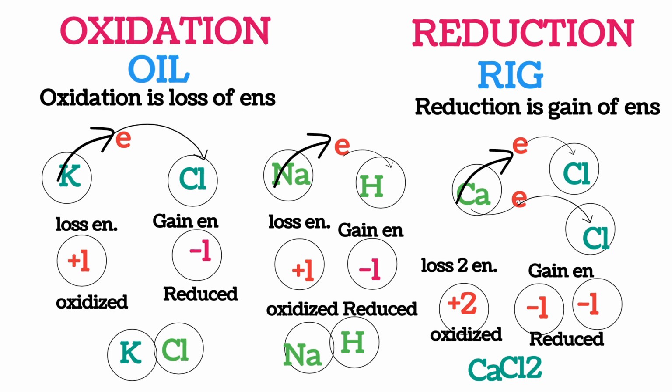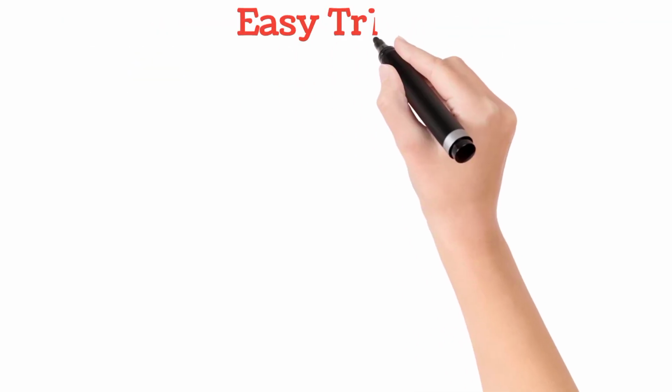So on the whole, potassium, sodium, and calcium have lost electrons and they are oxidized, while chlorine and hydrogen have gained electrons and they are what? Reduced. Hold it at the back of your mind as a mnemonic. OIL RIG. OIL is oxidation is loss of electron, while RIG stands for reduction is what? Gain of electron. You must know this. RIG is what? Reduction is what? Gain of electron.